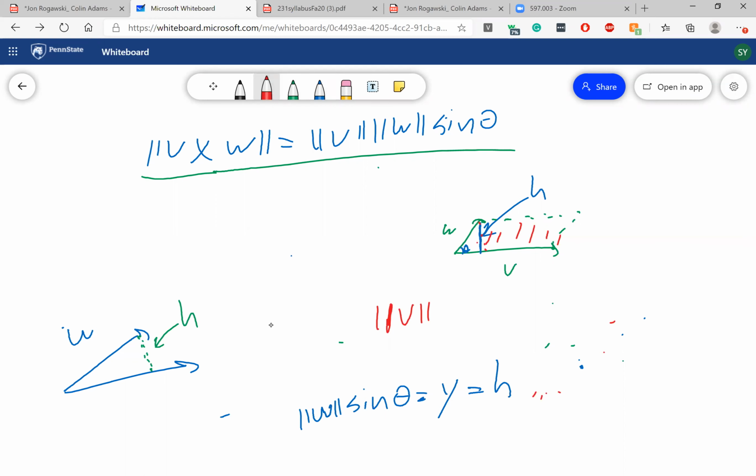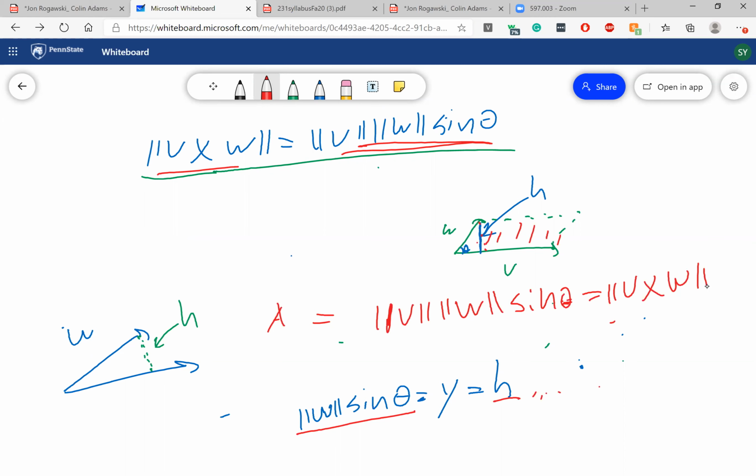So the area of this parallelogram is going to be equal to the base, which is the magnitude of V, times the height, which is the magnitude of W times sine of theta. But this over here, we know, is this. So this is going to be equal to the magnitude of V cross W. So the area of this parallelogram is the magnitude of V cross W.